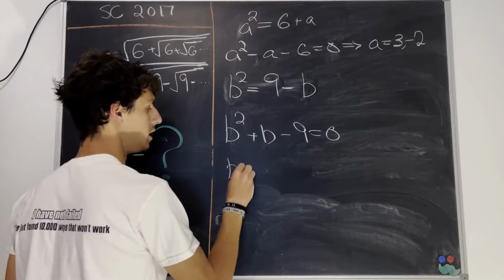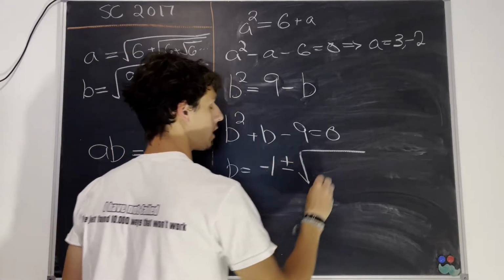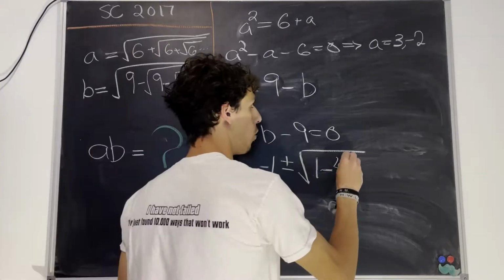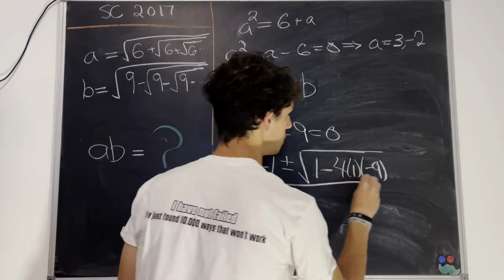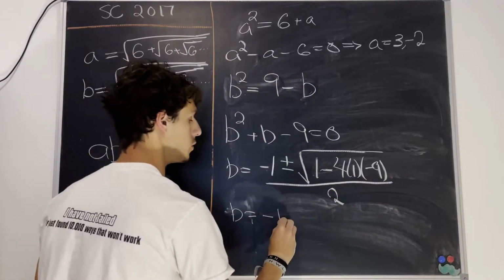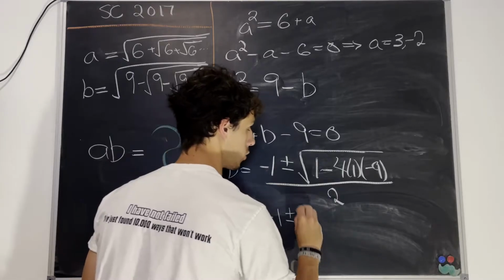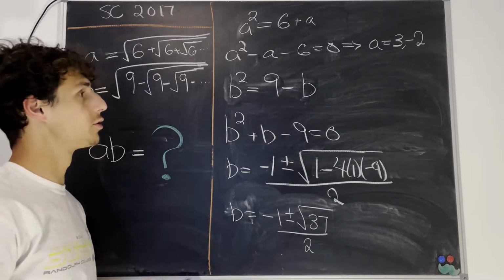And here we're going to need to use the quadratic formula, so that's going to be negative 1 plus or minus the square root of 1 minus 4 times 1 times negative 9, and this is all over 2a, which is just 2. So here we see that b is finally equal to negative 1 plus or minus the square root of 37 over 2. But now we have our solutions for a and b.